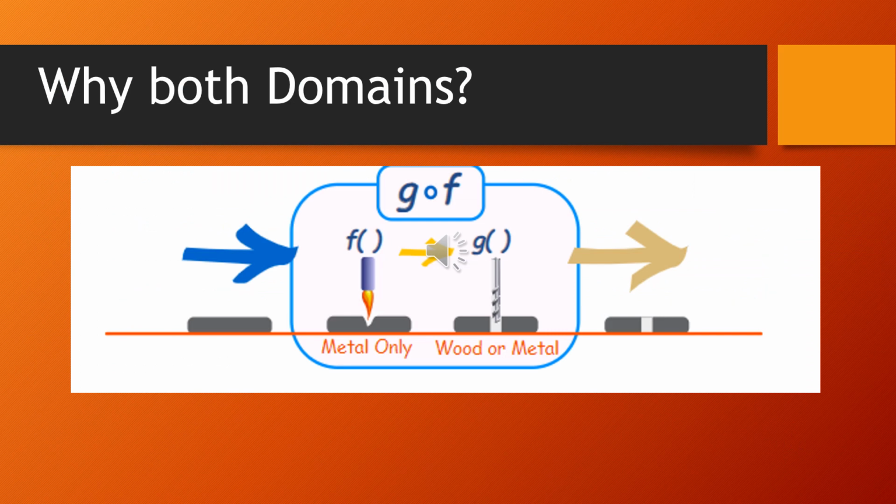Why both domains? Well, imagine the functions are machines. The first one melts a hole with a flame, only for metal, and the second one drills a hole a little bigger, and works on wood or metal. When we first see the end result is a drilled hole, we may think it should work for wood or metal. But if we input wood into g of f, then the first function f will make a fire and burn everything down. So what happens inside the machine is very important.